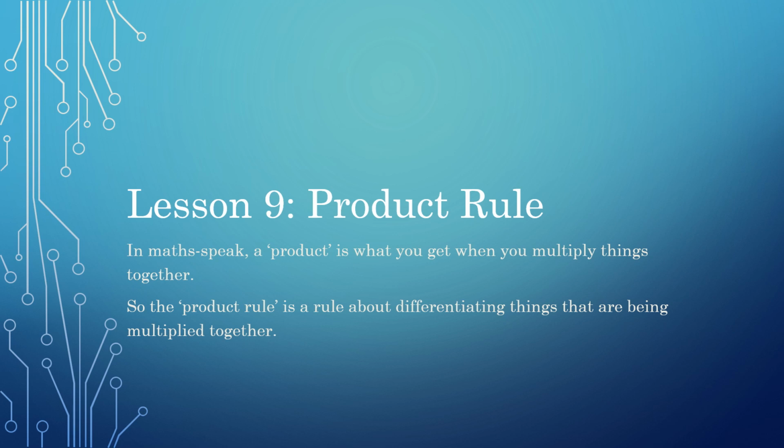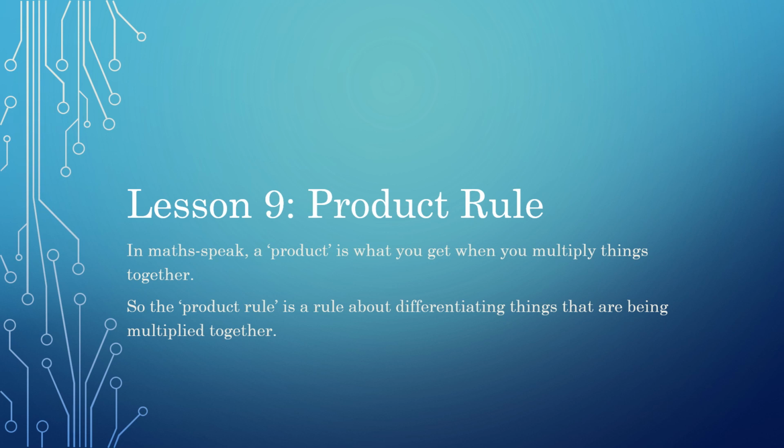Welcome to the lesson. Of course, product, as you should know, is what you get when you multiply things together. So the product of 4 and 5 is 20. 20 is the product. It's what you have when two things are being multiplied together. The answer is the product, right?